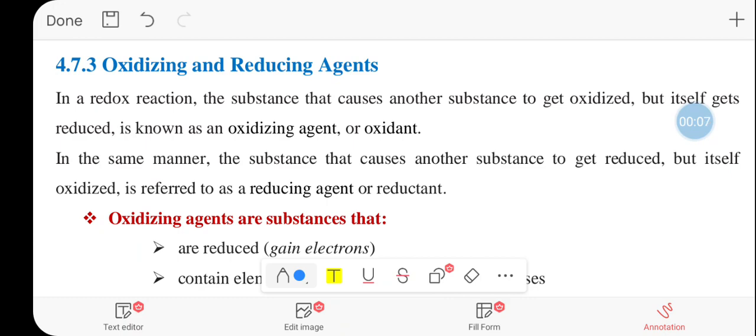Last time we have seen how to calculate oxidation number, and under that we have solved many problems. Today we will see oxidizing and reducing agents.